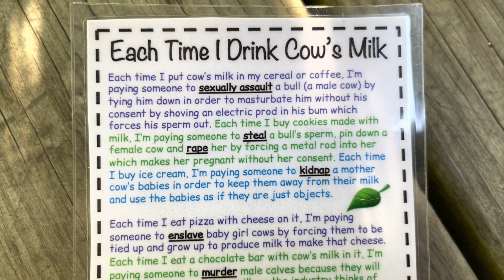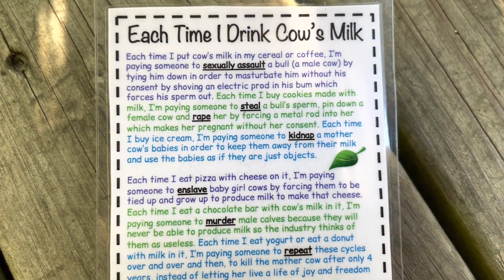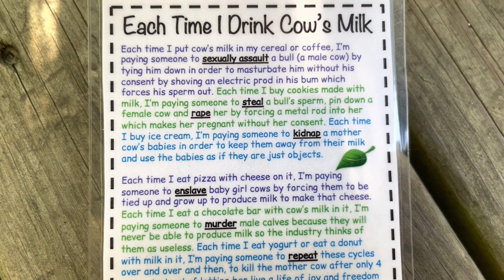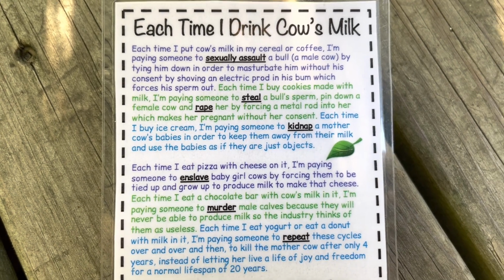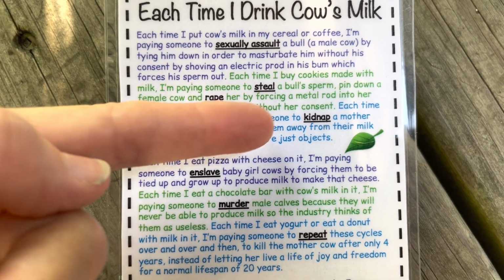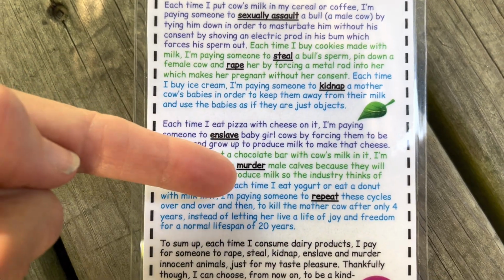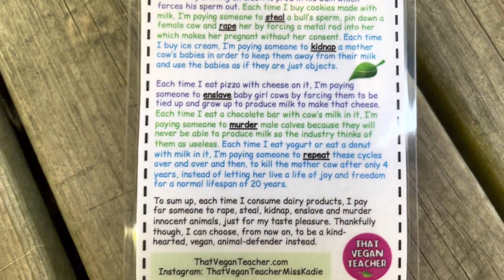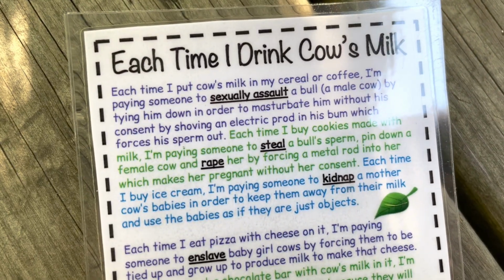So let's look. Each time I drink cow's milk. Now you see there's certain words that are underlined in black, and those are really to give the main points of what goes on in the industry. It says here sexual assault, stealing, kidnapping, rape, enslavement, murder, and then you repeat this. Well, let's read it together.